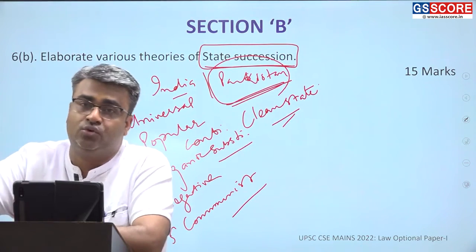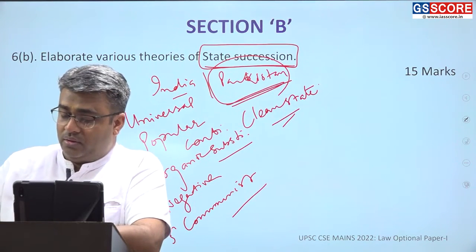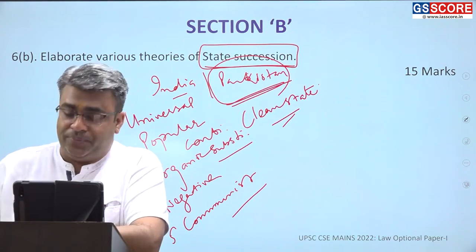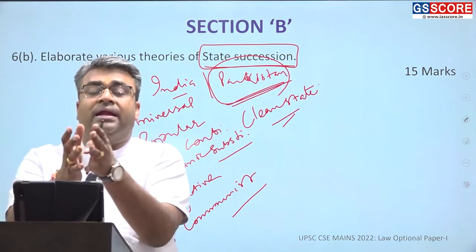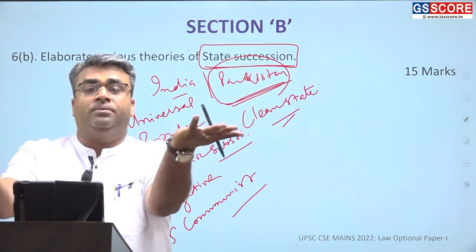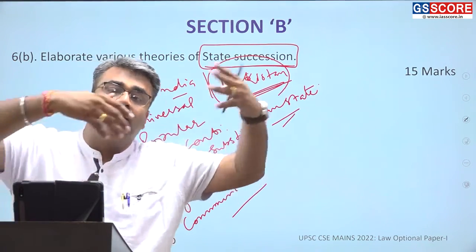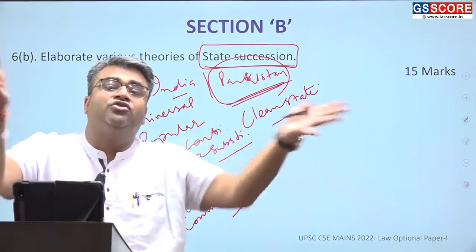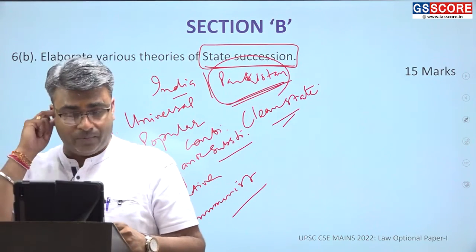It is a universal theory. For example, take the example of Germany. East Germany and West Germany merged together and the new state came into picture, Germany. So this Germany had all the rights and duties of East and West Germany together. This we call universal succession theory.